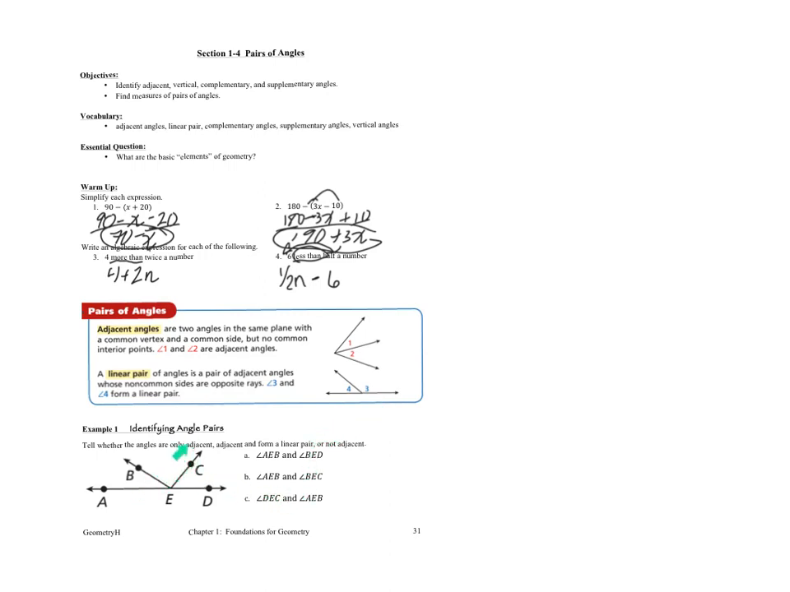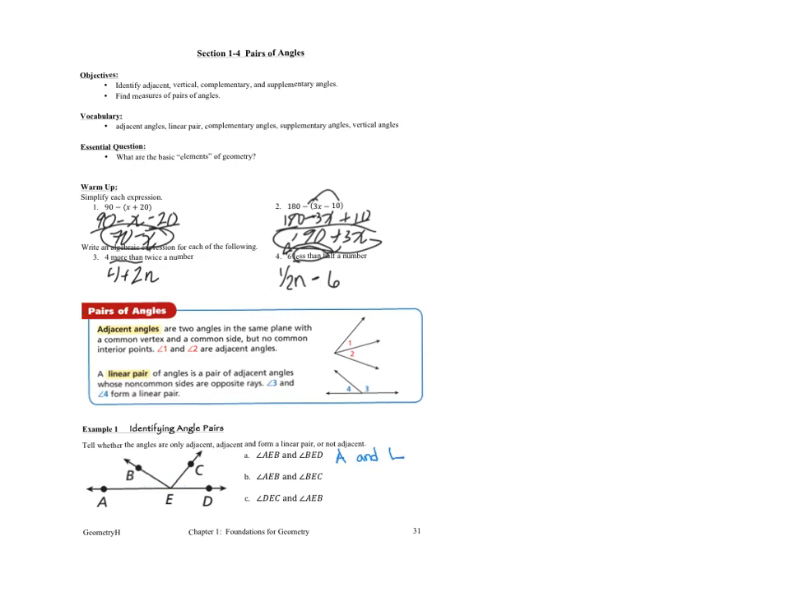Okay, let's identify some angle pairs. Tell whether the angles are only adjacent, adjacent and form a linear pair, or not adjacent. So the first angle, they give us angle AEB. AEB is this angle right here, and angle BED is the large angle. So I've marked angle AEB in red and angle BED in blue for you, and those are both adjacent because they're next to each other, and they form a linear pair because they form a line.